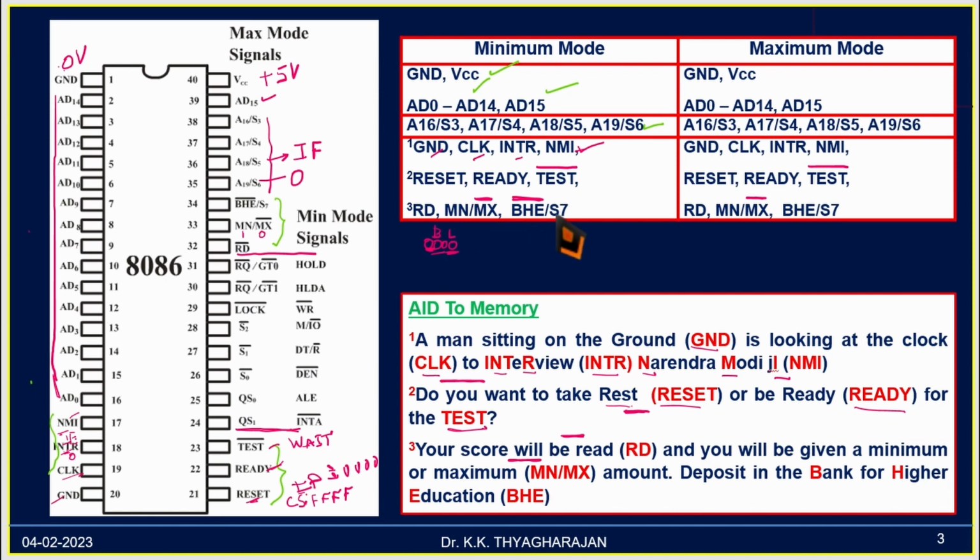Then to remember these three pins, that is read, minimum maximum, BHE, bus high enable, use this sentence. Your score will be read. That means after writing the test, after correcting the paper, your score will be read and you will be given a minimum or maximum amount based on the marks. Deposit in the bank for higher education. So here read is given as it is and maximum or minimum amount. So that will indicate the minimum maximum pin. Actually maximum is active low. Then deposit that amount in the bank for higher education.